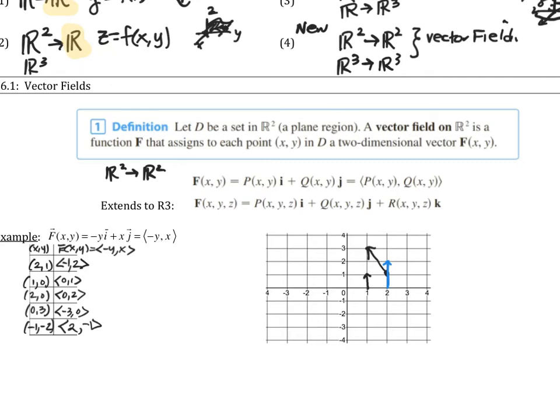From the point 0, 3, I get the vector that's negative 3, 0, so 3 to the left. From the point negative 1, negative 2, the vector is right 2, down 1.